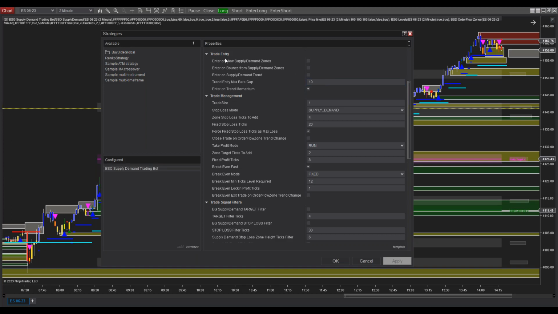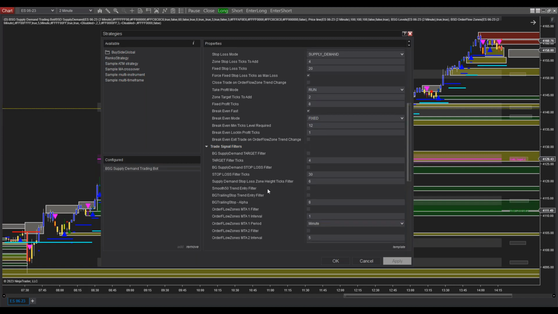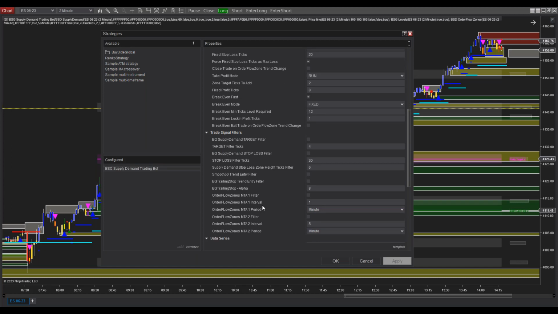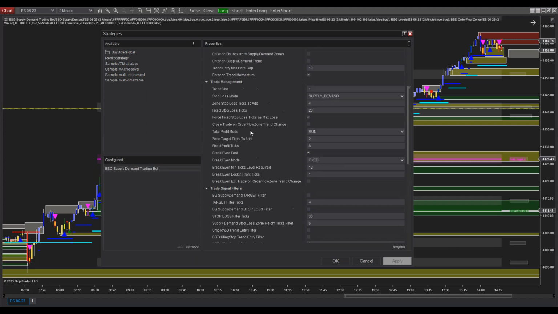That is what the trade entry is here. And once the trade entry is there, you need to apply the trade entry signal with multiple filters. That's why we have so many filters here: against order flow zones, against trailing stop, against supply and demand, strength filters, those things. For the demo, I'm going to disable everything. I'm not going to filter too much, but I'm going to manage the trade this way.